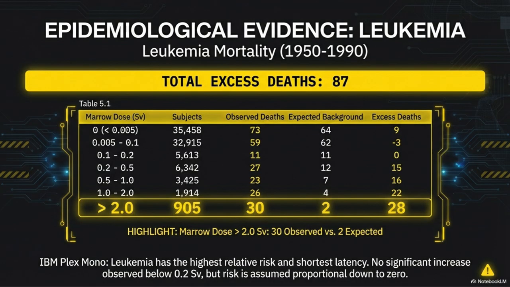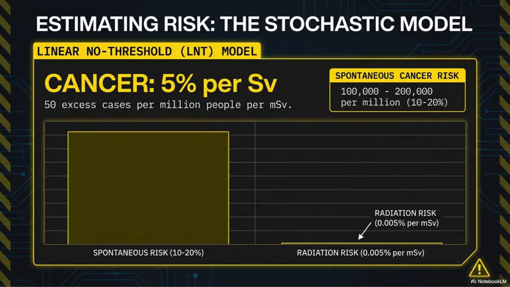Leukemia has the shortest latency and highest relative risk. Significant increases are seen above 0.2 sieverts, especially at marrow doses above 2 sieverts. Below this, risk is assumed proportional for safety, even if statistically unclear.